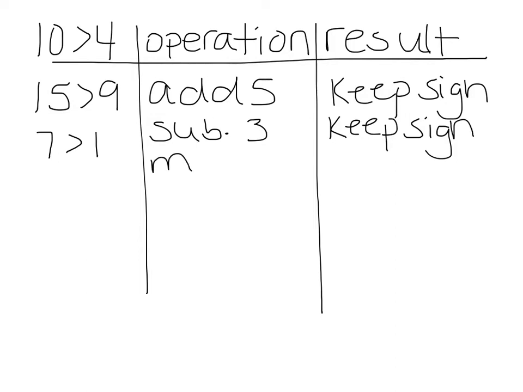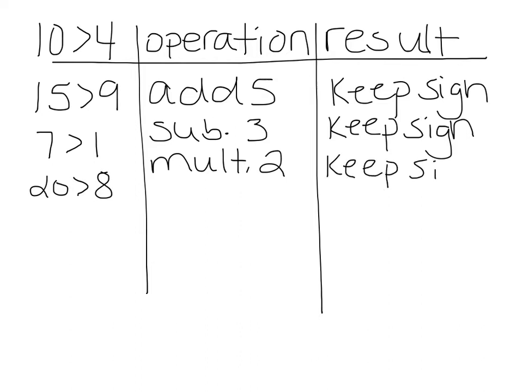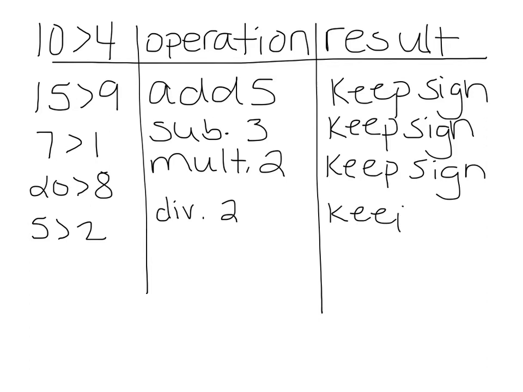If we multiply by 2, 10 is greater than 4 becomes 20 is greater than 8, which again is still a true statement, so we keep the sign. If we divide by 2, 10 is greater than 4 becomes 5 is greater than 2. Again, 5 is greater than 2, so we would keep the sign.